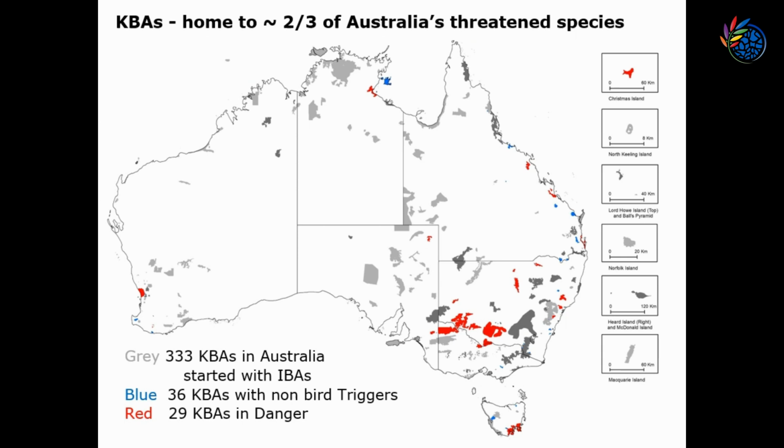When we started our KBA work, we didn't start on a blank page, but we had the important bird area network in place, which turns out to have about 2/3 of Australia's threatened species in it. 36 KBAs now have trigger species other than birds. They are represented in blue, and 29 are KBAs in danger of losing their biodiversity values. They are shown in red.